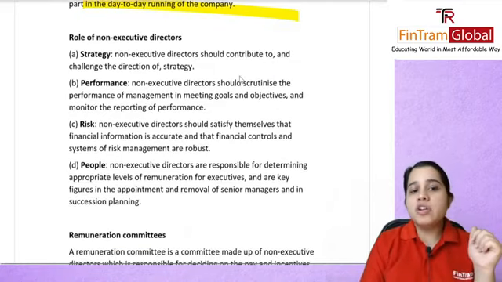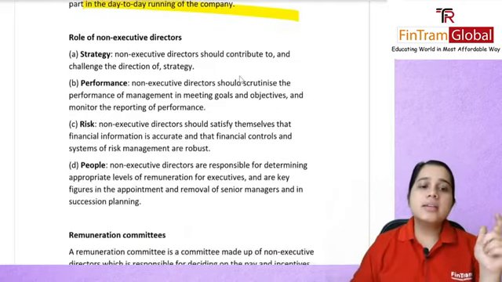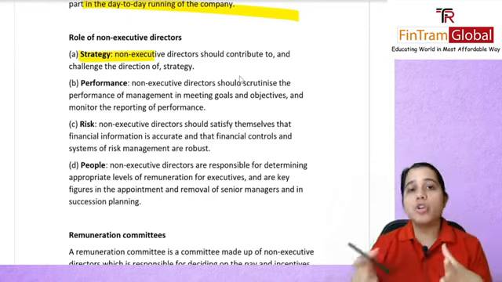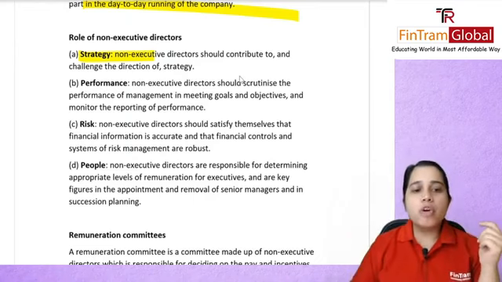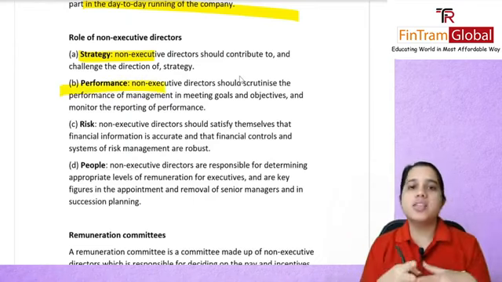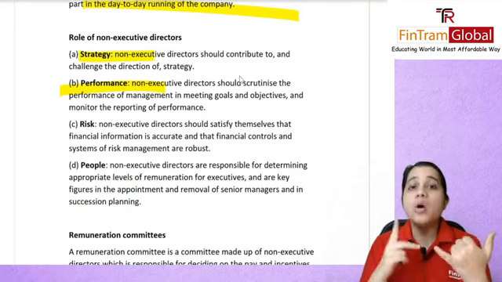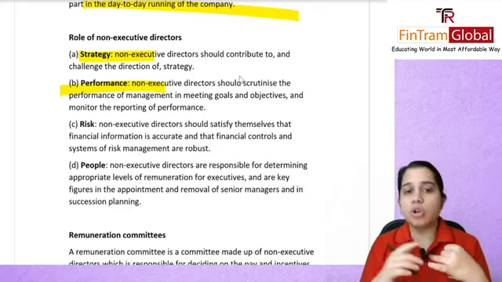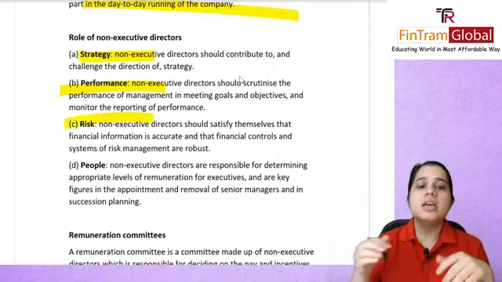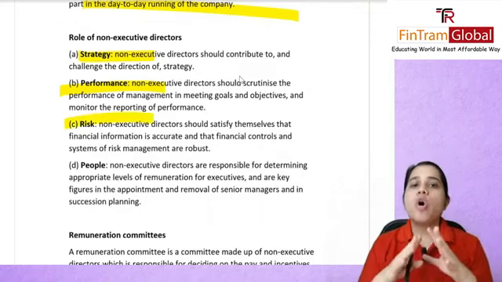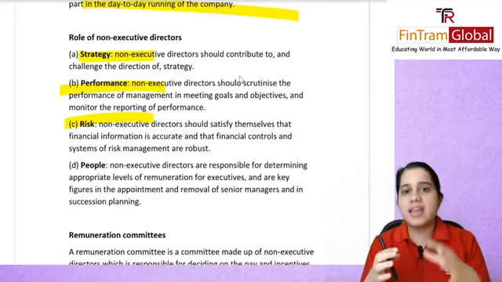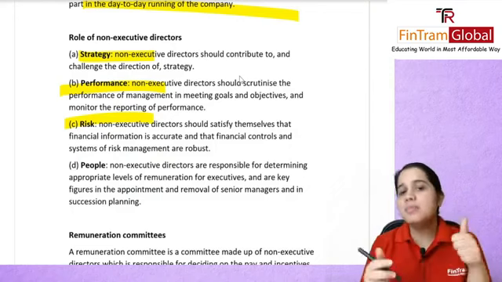What is the role of your non-executive directors? It is strategy. They will contribute to the overall strategy. Performance, they will check and scrutinize your executive directors, how they are performing, whether they are able to meet the goals or not. Risk, that is, they should satisfy themselves that all the financial information is accurate, and you have good controls in place.